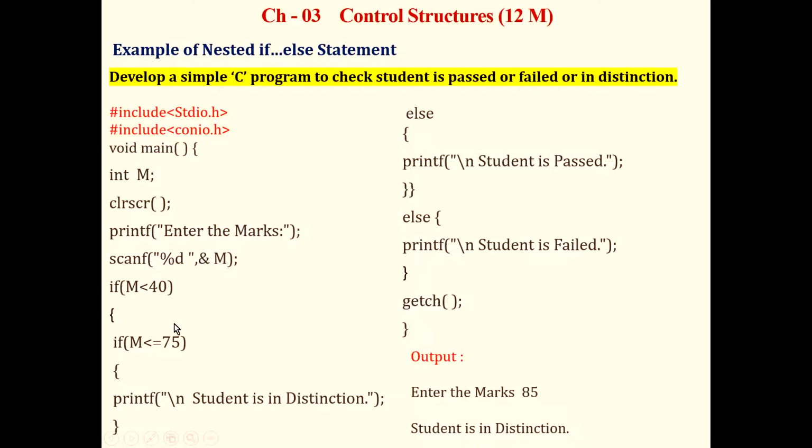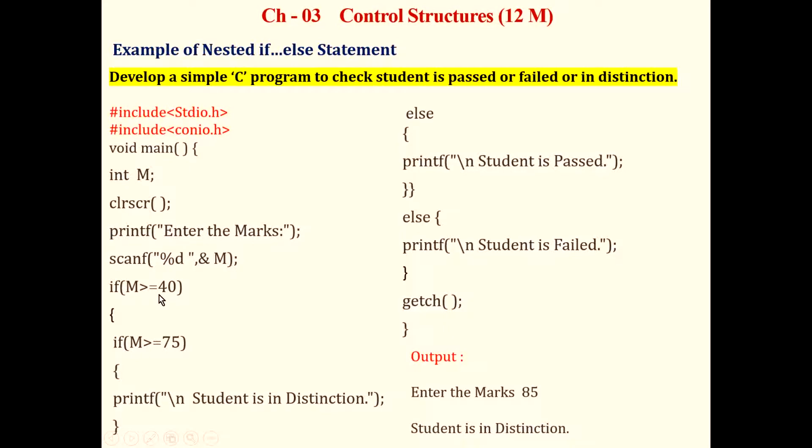Okay, so next, m is less than or equal to 75. These conditions are wrong. Why? Because here some conditions were written by mistake. Here the condition is if m is greater than 40. So now I change the condition. The first condition is m is greater than or equal to 40.